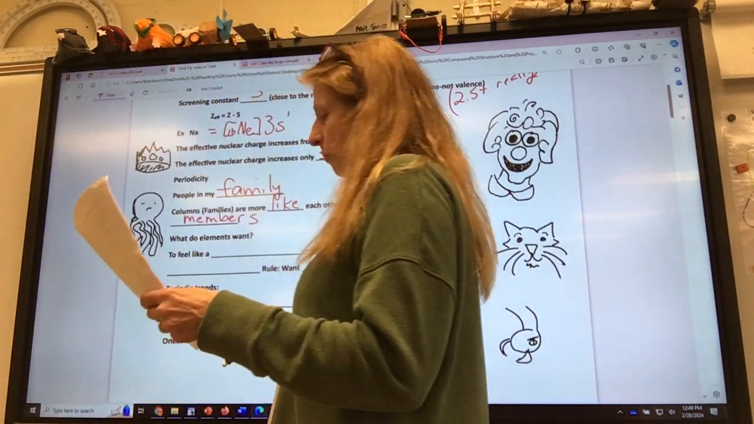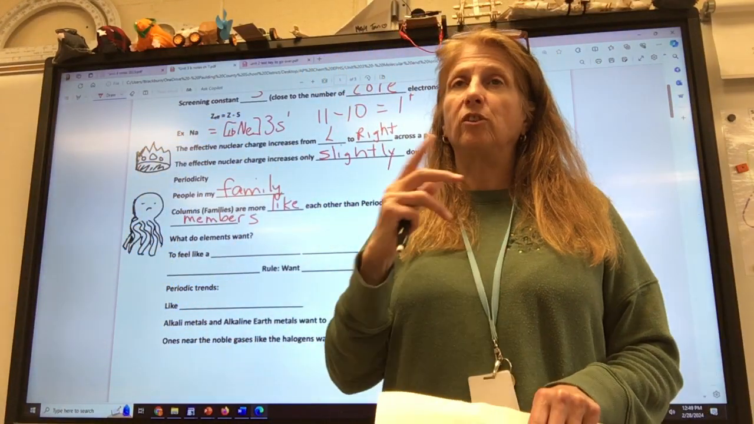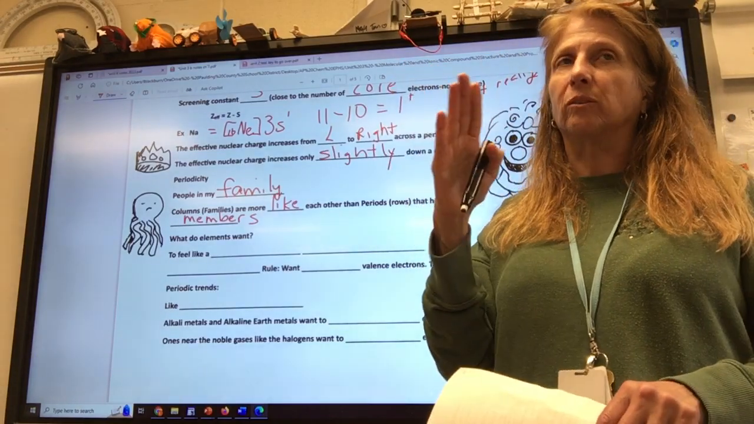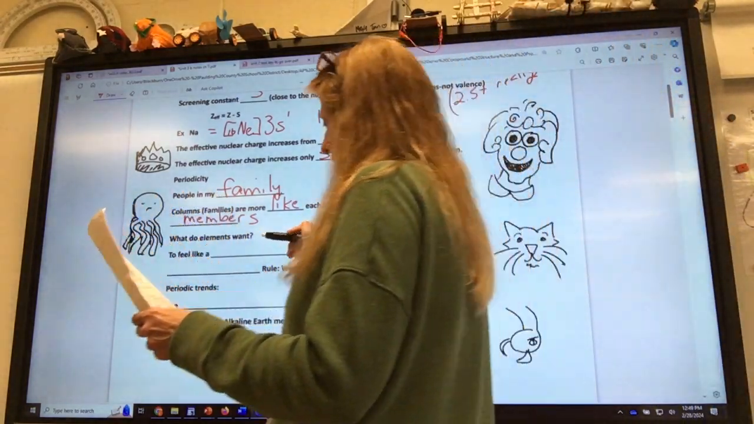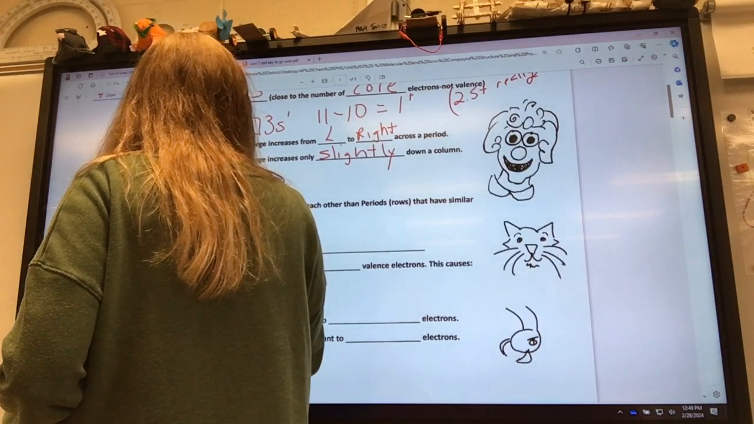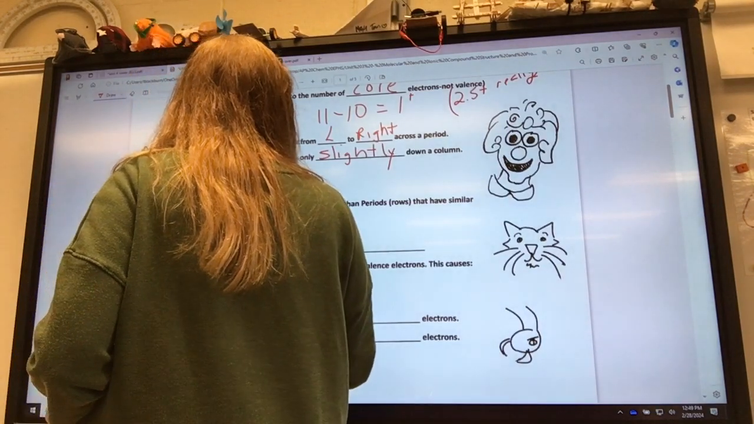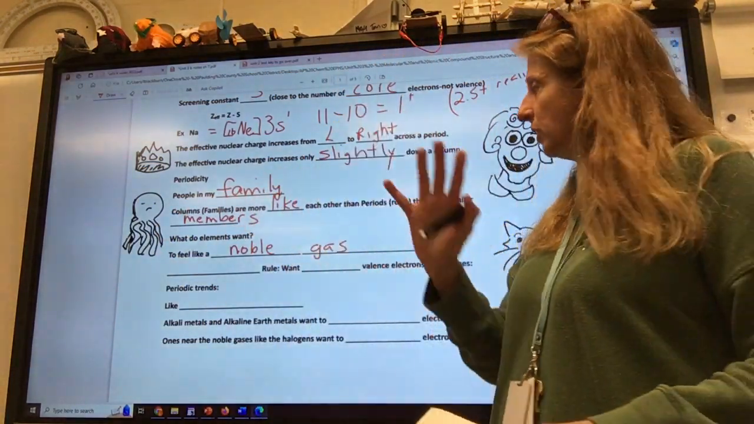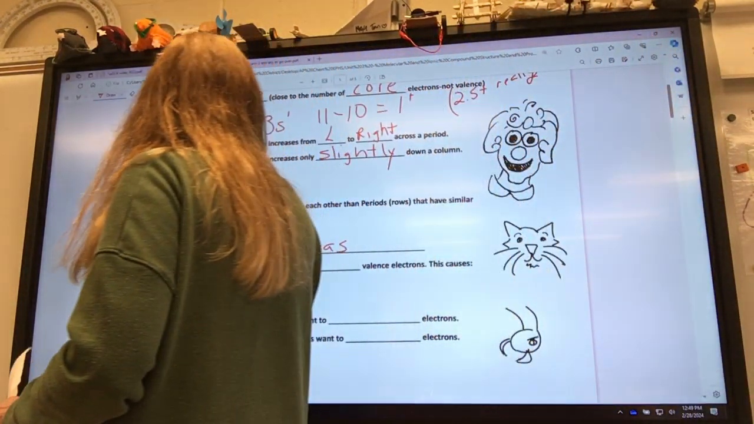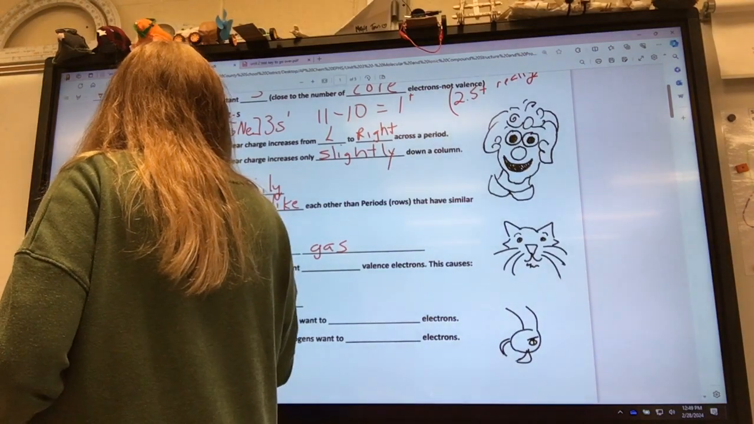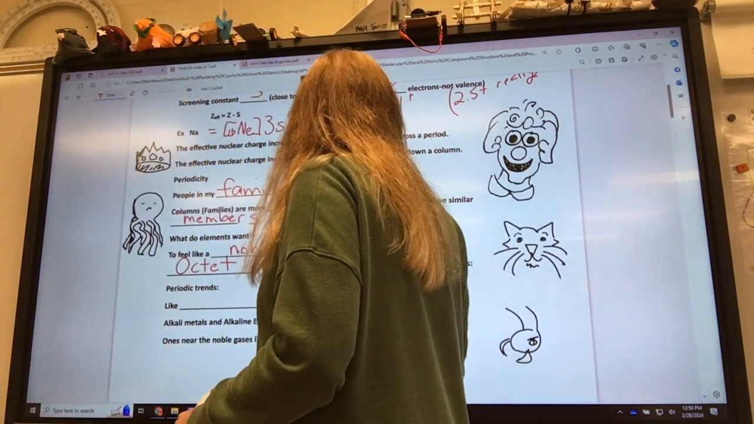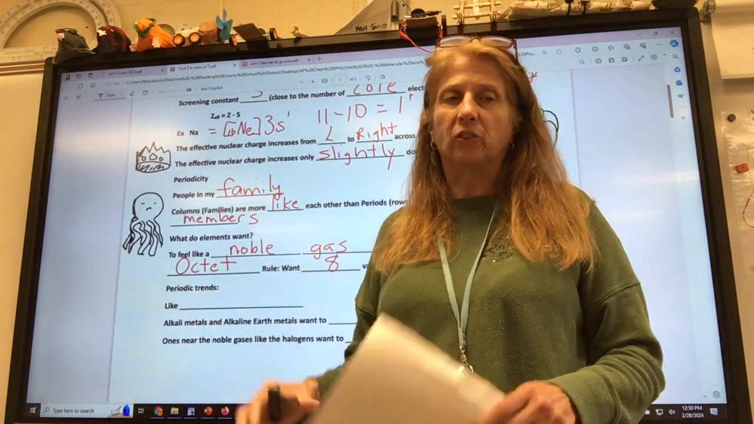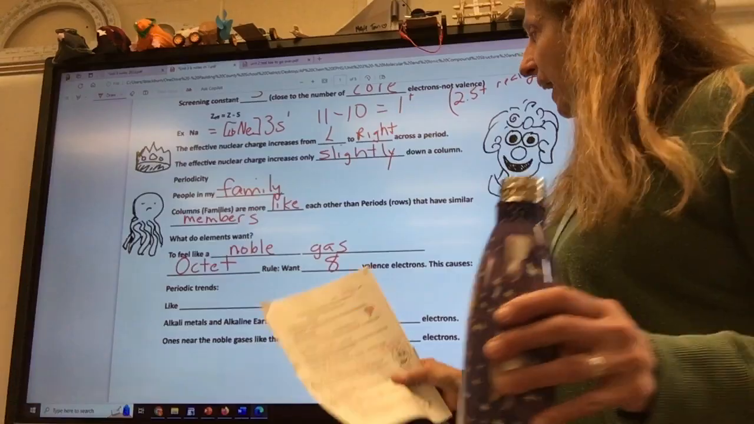Okay? Now, what we're about to learn are these trends, and it's easy to remember if you just think about what the elements want, what everybody wants. And the first thing they all want is to feel like a noble gas. They want a full valence shell with full electrons. And this is called the octet rule. The octet rule: they want 8 valence electrons, everybody except hydrogen and helium because they're too little. Everybody else wants 8 valence electrons.